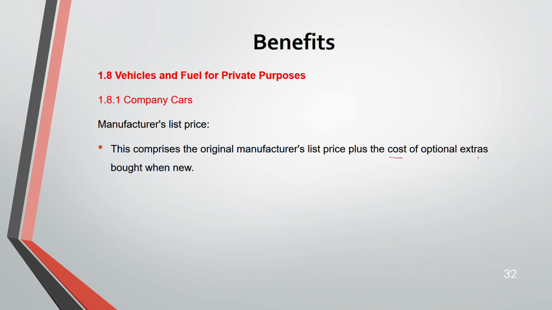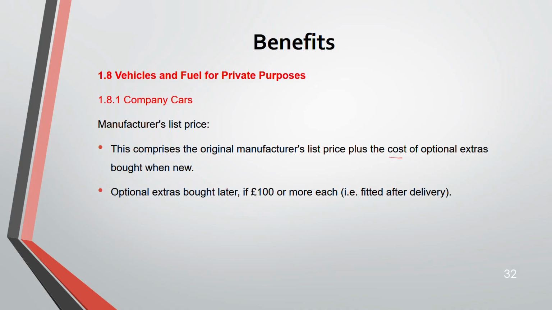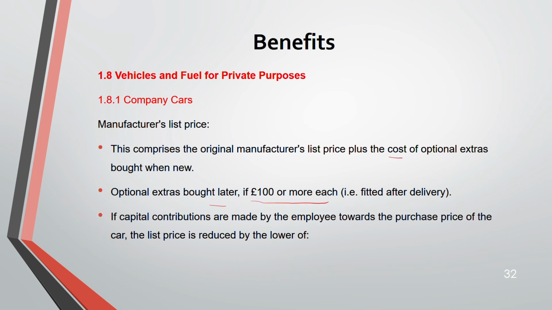Anything extras you are buying, that also you can add. So optional extras bought later, if it's 100 or more. If there are capital contributions made by the employee towards the purchase price of the car, your list price will reduce by the lower of the contribution and 5,000. That means the maximum you can reduce the list price by is 5,000. It cannot be more than 5,000.